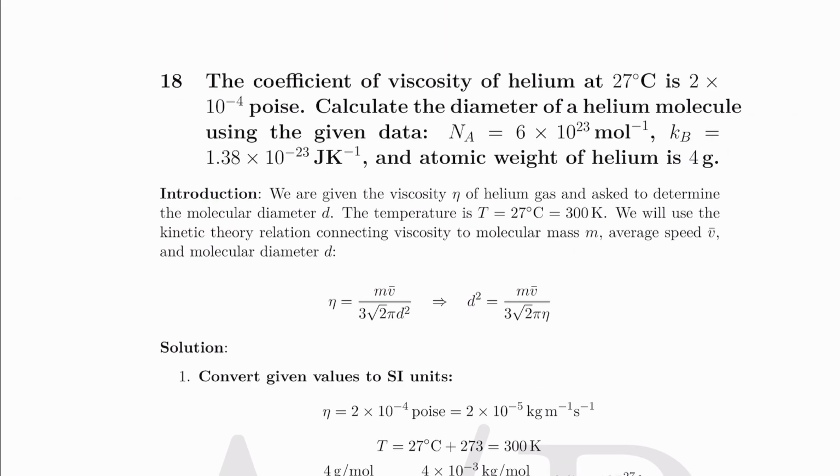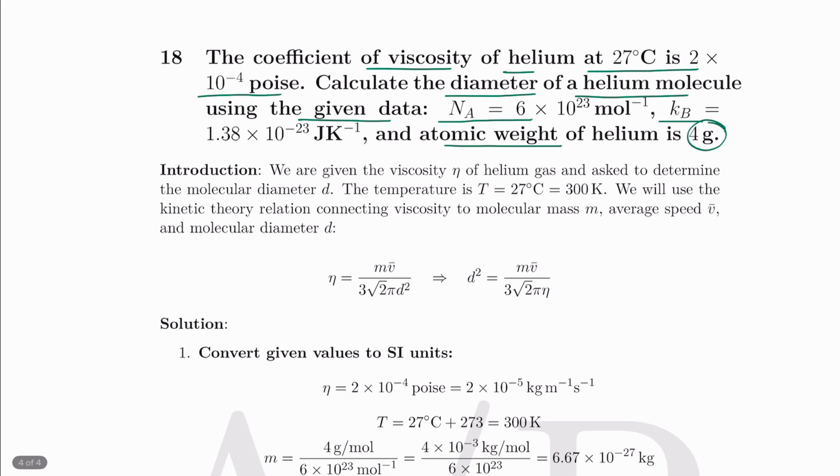Now we have the next question, where the coefficient of viscosity of helium at 27 degrees centigrade is around 2 multiplied with 10 to the power minus 4 poise. You are required to calculate the diameter of the helium molecule using the given data, where Na is Avogadro number. You can approximately use it as 6 multiplied with 10 to the power 23 per mole. Kb is Boltzmann constant and atomic weight of the helium is 4 gram.